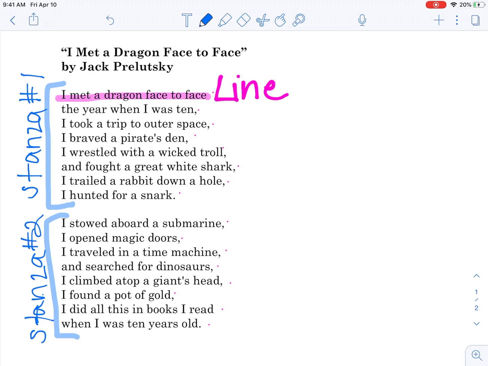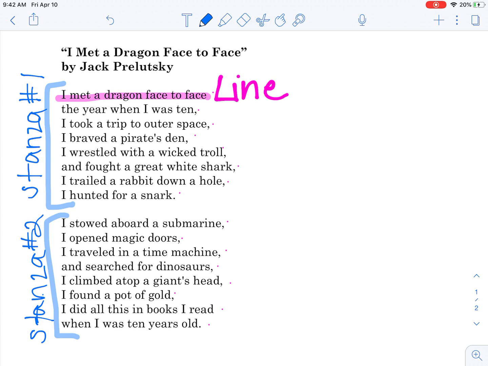Okay, so now we're going to move on to a couple structural elements that have to do with the sound of the poem as it's being read. We're going to start by talking about rhyme scheme. A rhyme scheme is the pattern of rhymes within a poem. Poets will often make the last words in their lines rhyme.